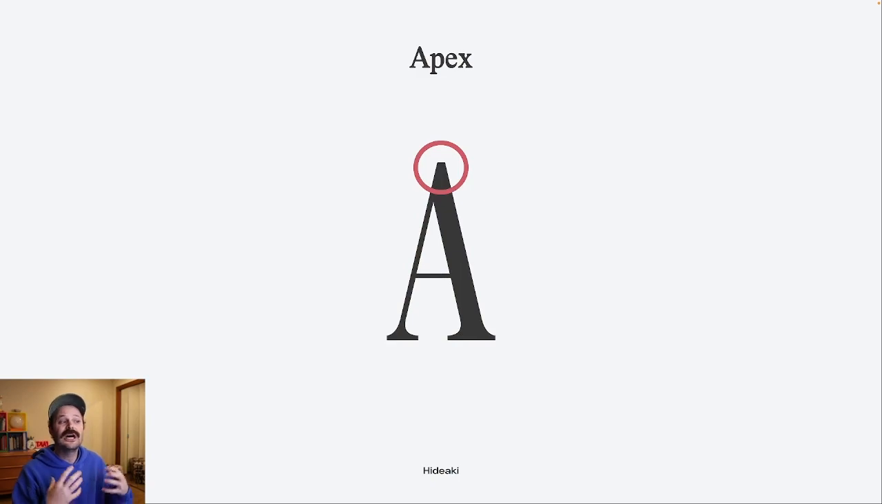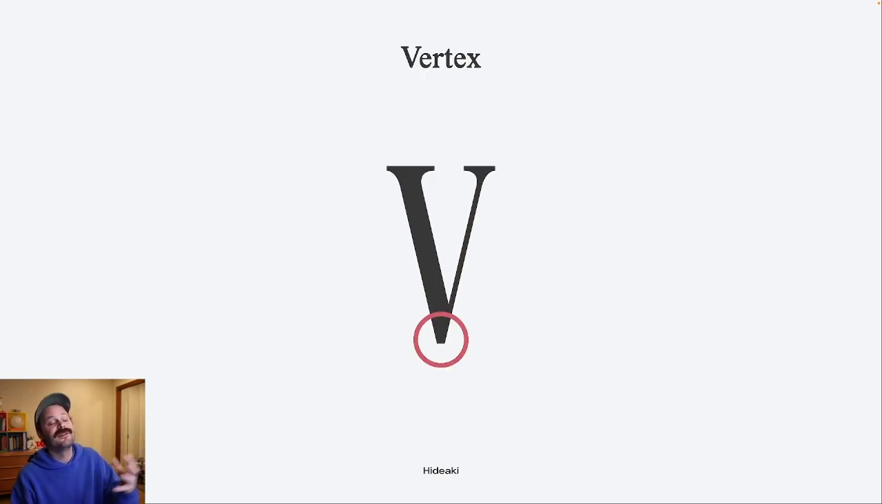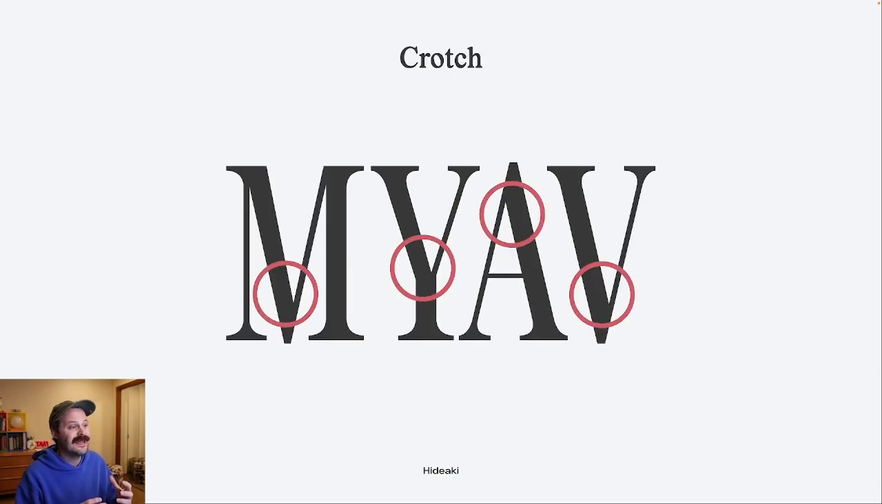Next we have the top of an A is called the apex. The bottom of the V is called the vertex. And then where two pieces meet, that is called the crotch, you know. It's like where your two legs meet, that's your crotch. Same within type design, where these two strokes meet up, that is called the crotch.